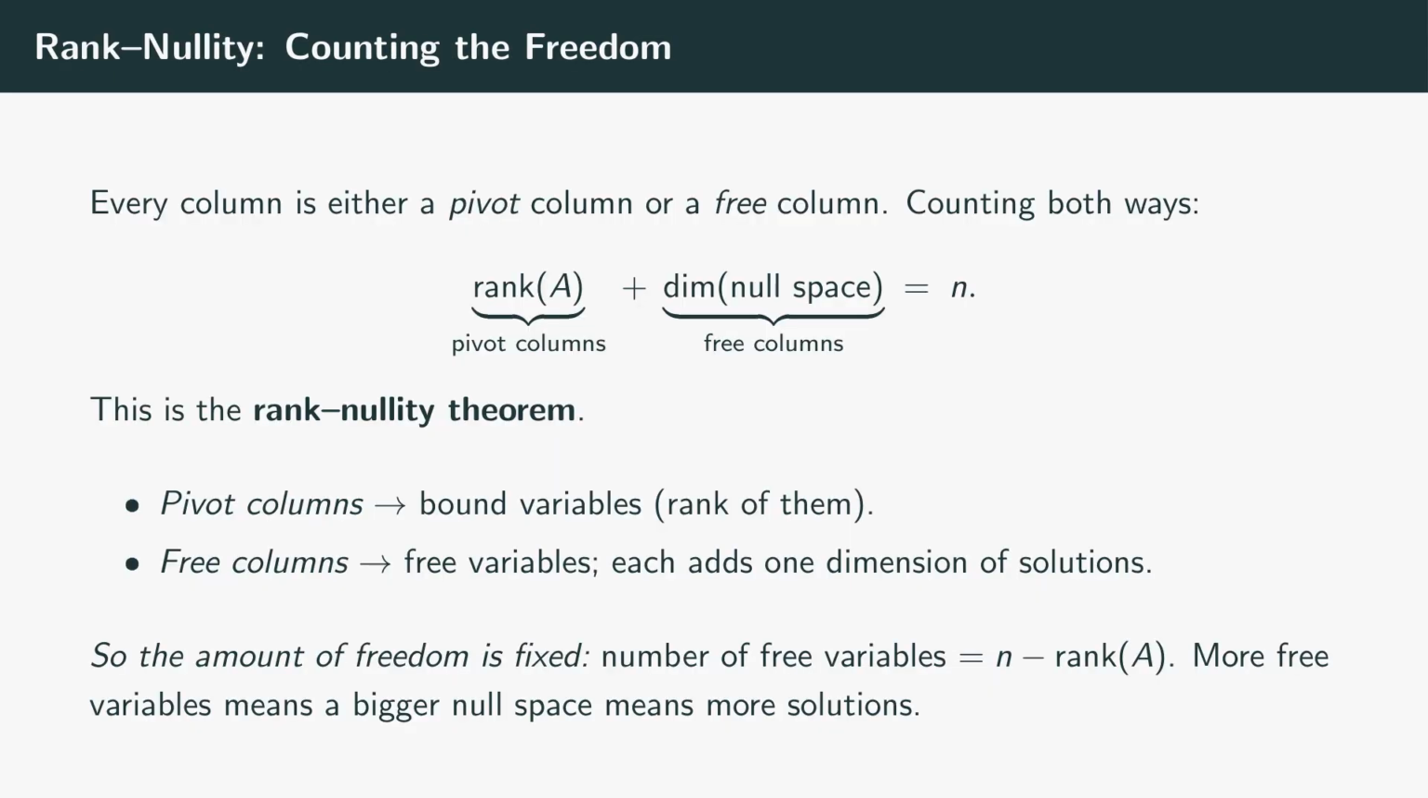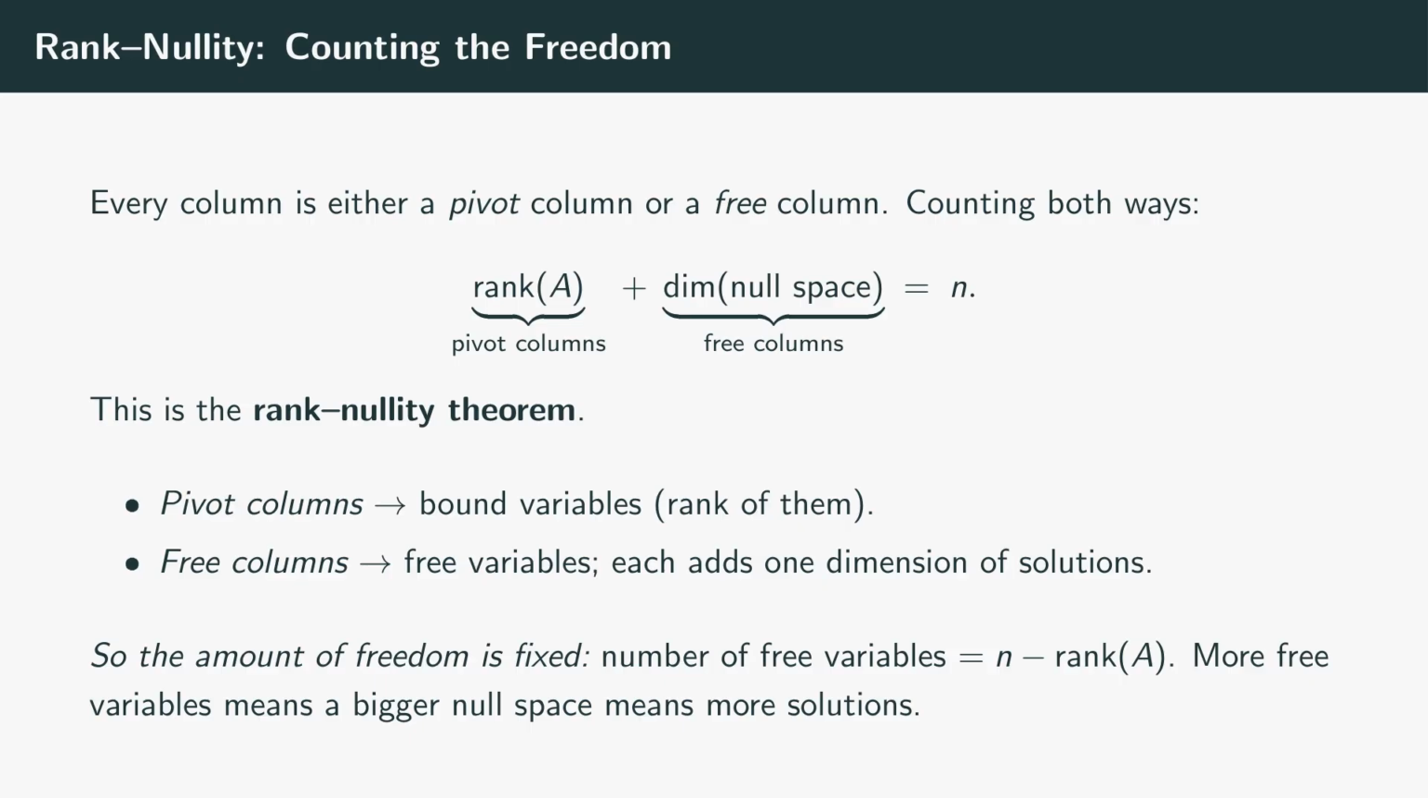There is a clean accounting rule lurking here, and it deserves its own name. Every column of the matrix is one of two kinds: a pivot column, which gets a pivot during elimination, or a free column, which does not. Add the two counts and you must get the total number of columns. The number of pivot columns is the rank. The number of free columns is the dimension of the null space, the number of free variables.